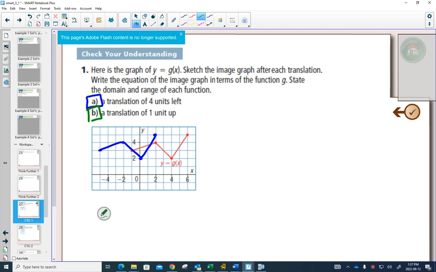In part B, in green, it says a translation of 1 unit up. I take the original one, move it up 1, move it up 1, move it up 1, move it up 1, connect the dots, and there's the graph moved up 1.